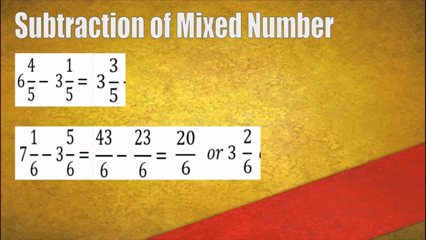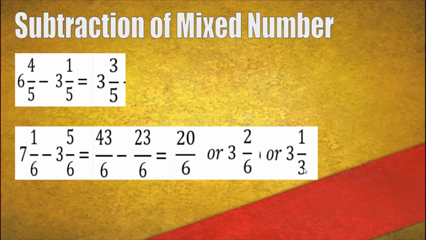Will this be our final answer? I think not yet. Why? Because 2/6 can still be reduced to the lowest term. What number can divide 2 and 6? Very good. The number that can divide 2 and 6 is 2. So let us divide this one by 2. 2 divided by 2 is 1. 6 divided by 2 is 3. And then just copy your whole number, 3. So for our final answer, we have 3 and 1/3.